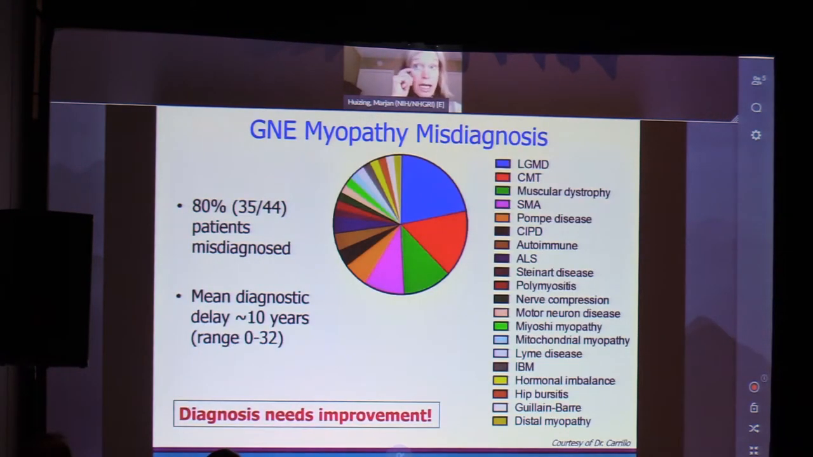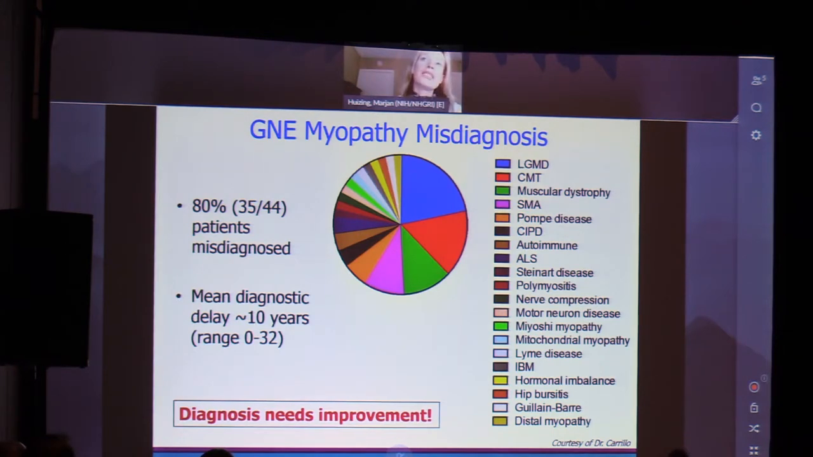This is a slide from about 4 years ago, when 44 patients were enrolled in our NIH natural history study, and 35 of the patients were misdiagnosed at the onset of their disease and only got the GNE myopathy diagnosis on average 10 years after onset, with a range from 0 to 32 years of diagnostic delay. Here on the right, you see all the different other disorders that these patients were diagnosed with.